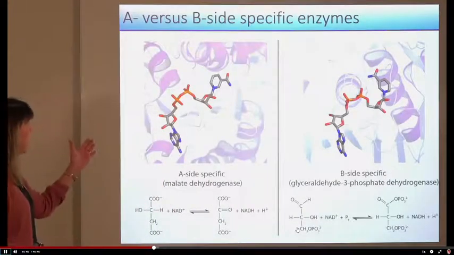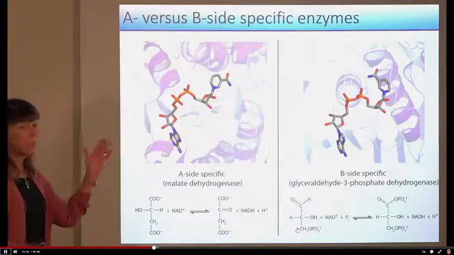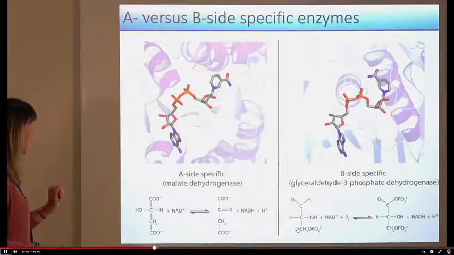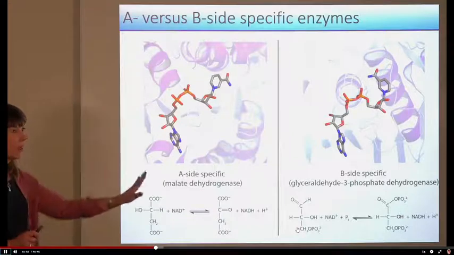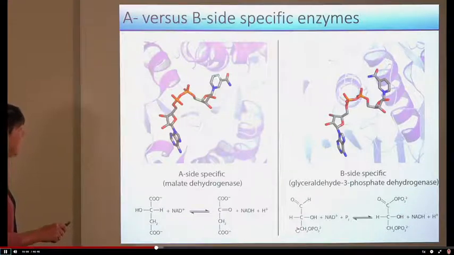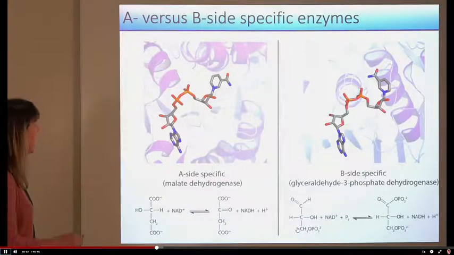And there's the A side versus B side specific enzymes, and you have seen this slide before. In the A side specific enzymes, such as malate dehydrogenase, the nicotinamide ring is in the anti-conformation. It's not hanging over the ribose. You're looking at the re face, so it's clockwise here.